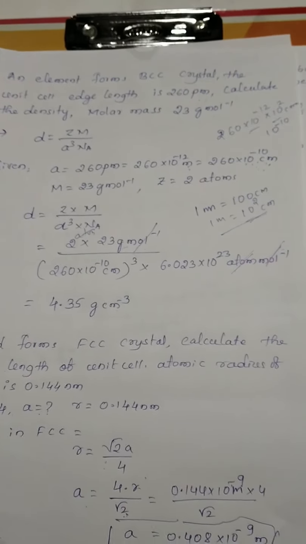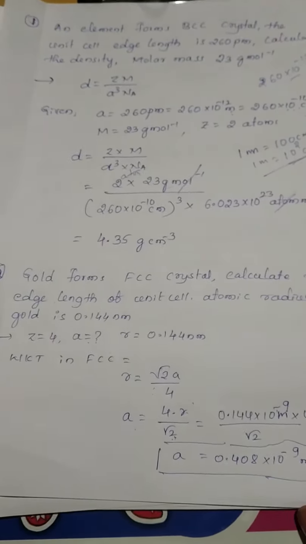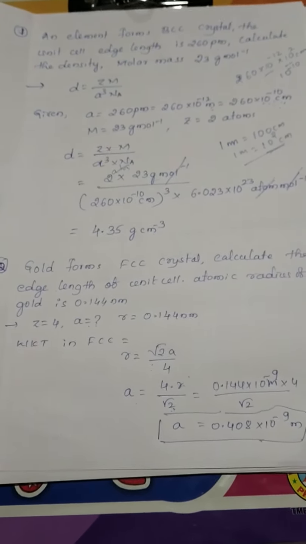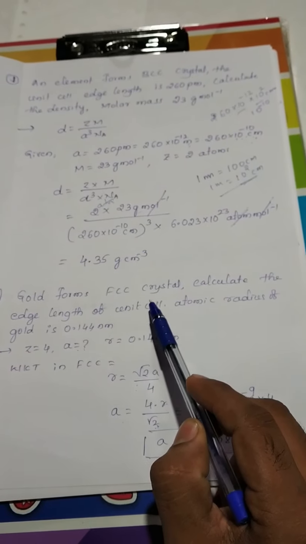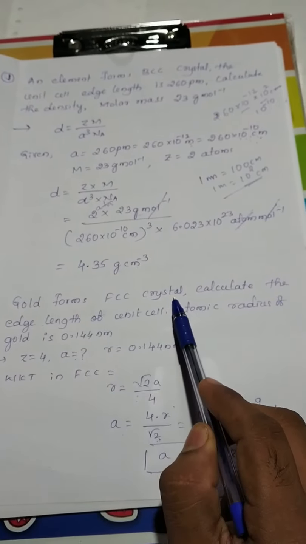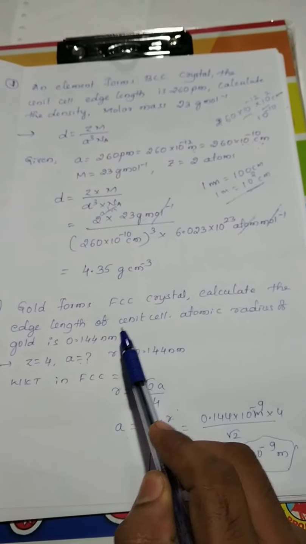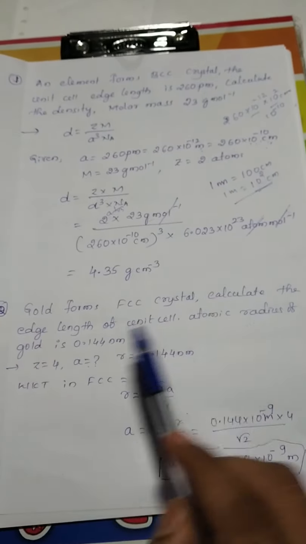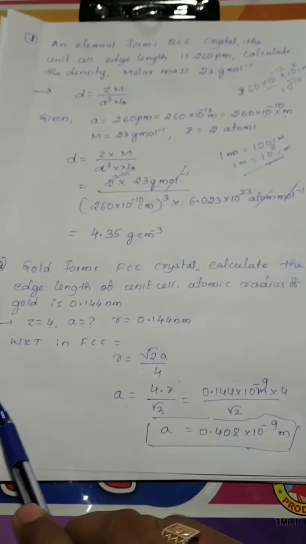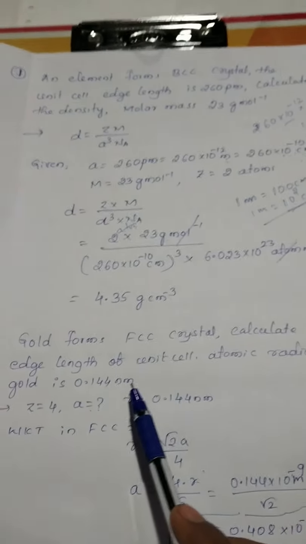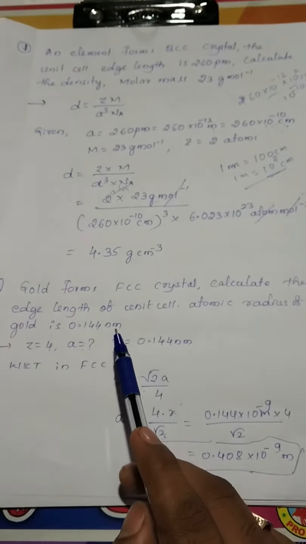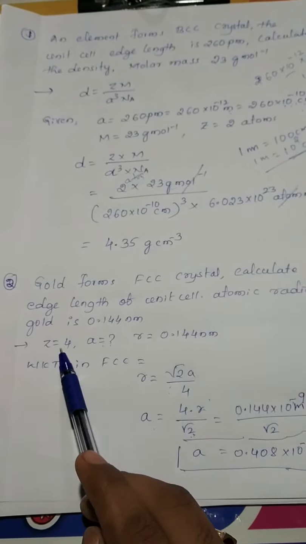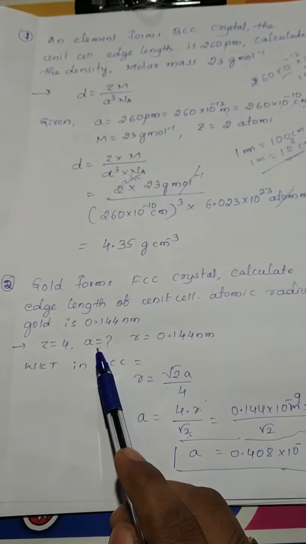Okay students, next problem. It is not based on density. Gold forms FCC crystal. Calculate the edge length of the unit cell. They ask you to find the edge length. For FCC crystal, the atomic radius is given as 0.144 nanometer. So nanometer you have to convert into meter; nano means 10 raised to minus 9. Z is given as 4. A is the edge length we have to find.